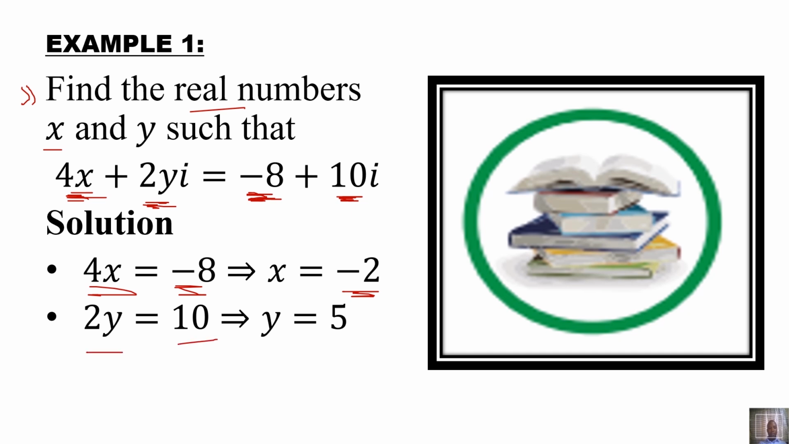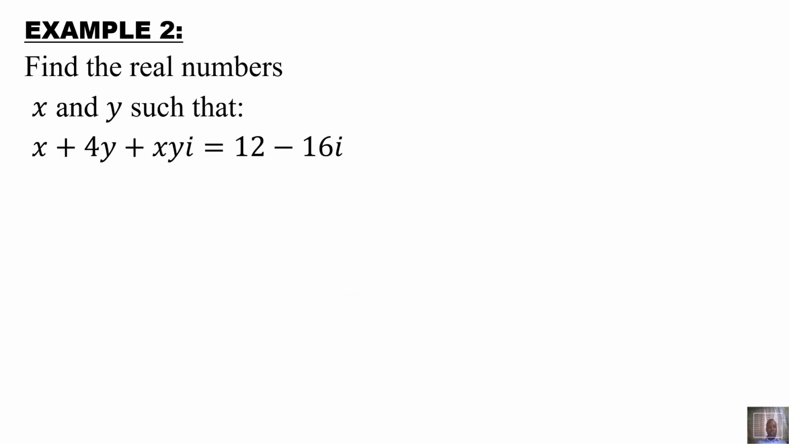And 2y equals 10. By solving, we obtain y equals 5. Therefore, x equals minus 2 and y equals 5. Let's see the next example. Example number 2.